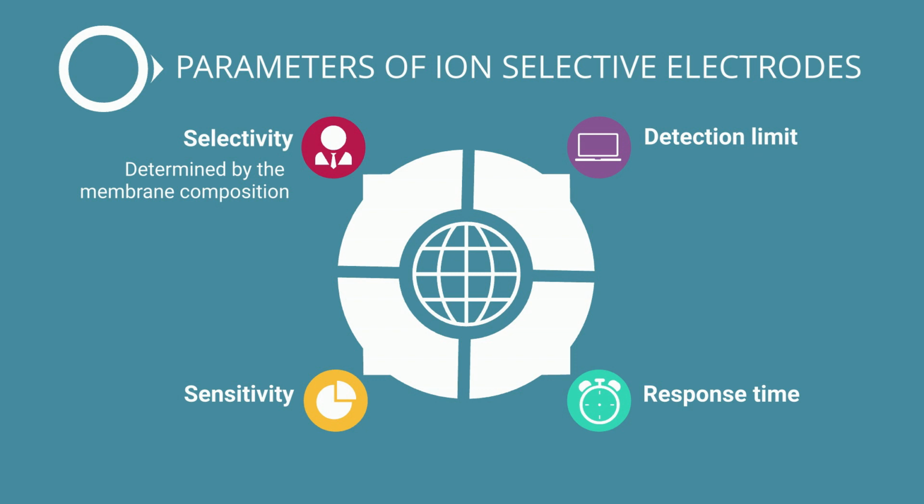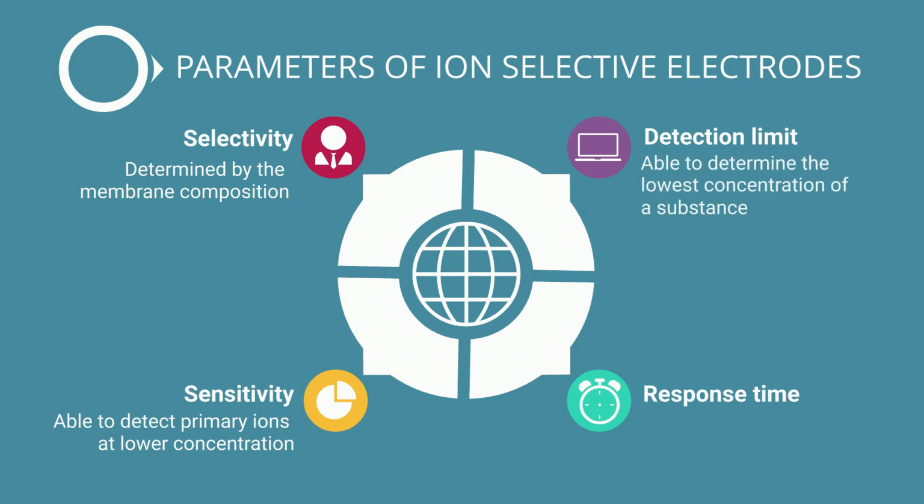Next parameter is sensitivity. Ion-selective electrode has the ability to detect primary ions at lower concentration. For the detection limit, ion-selective electrodes can determine the lowest concentration of a substance that can be distinguished from the blank solution. Lastly, the response time is the time taken to reach a value within 1 mV of the equilibrium value. It usually increases with decreasing determinant concentration.